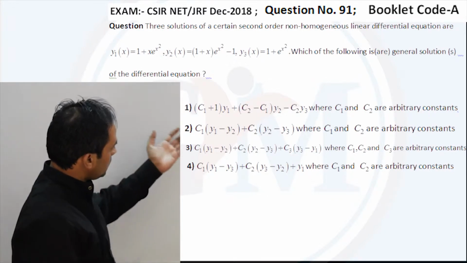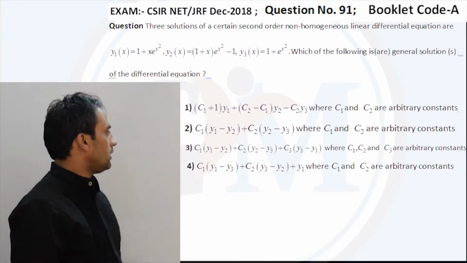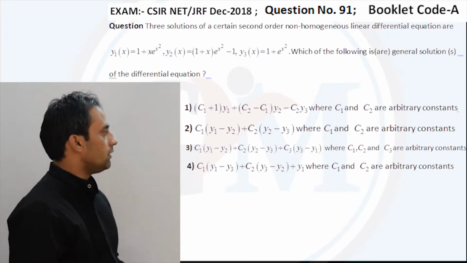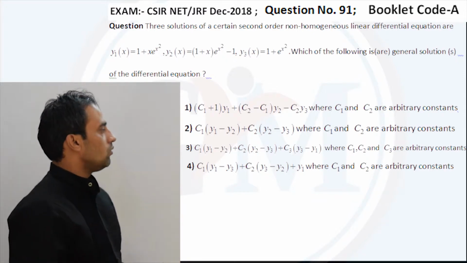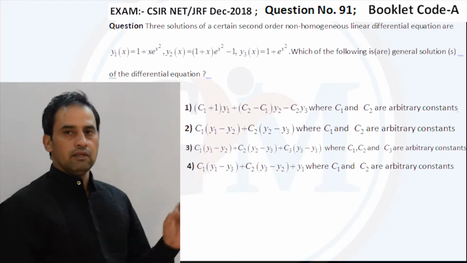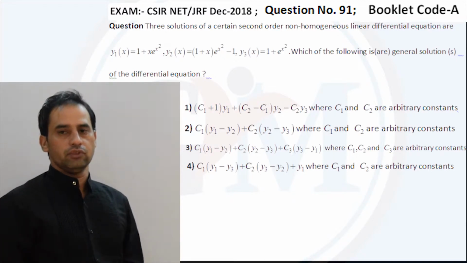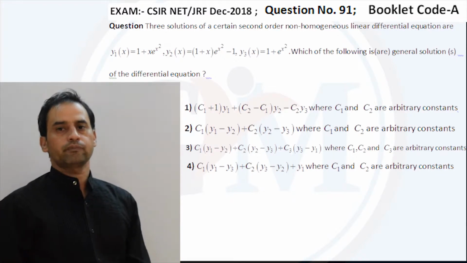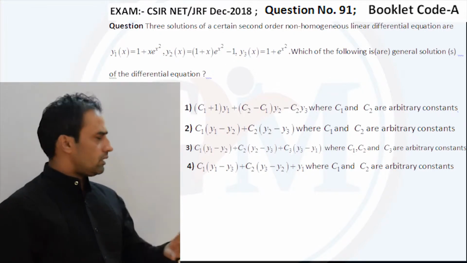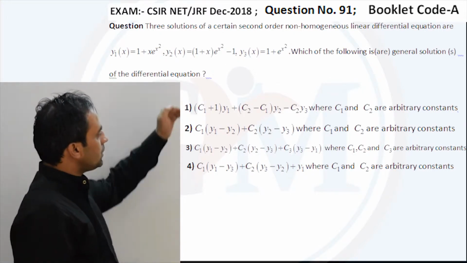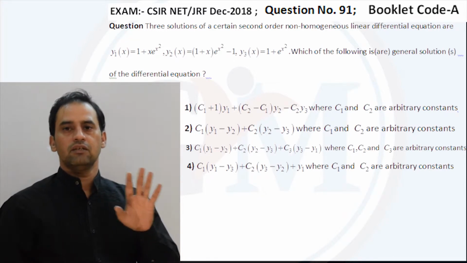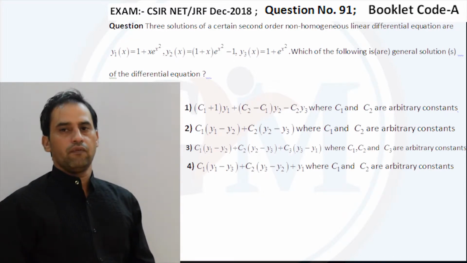For example, the first option is (c1 + 1) y1 + (c2 - c1) y2 - c2 y3 is a general solution, where c1, c2 are arbitrary constants. So basically we have to identify which of the following linear combinations is also a solution of the differential equation.